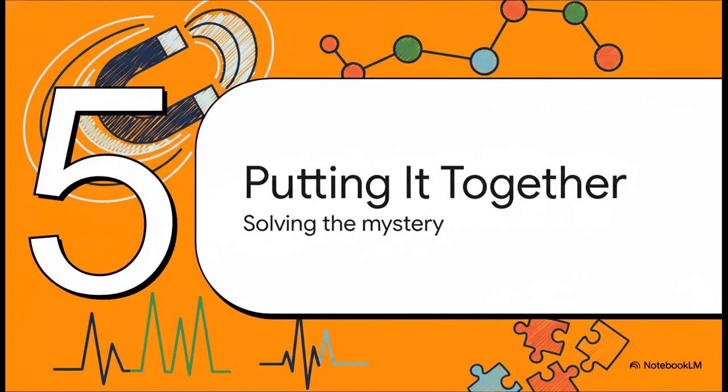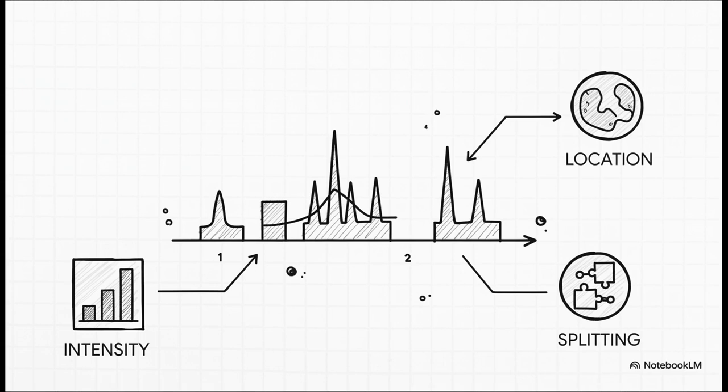Okay, we've got our 3 clues. Location tells us the neighborhood, intensity tells us the head count, and splitting tells us who's next to who. So now let's put it all together and solve the mystery of ethanol, using nothing but its spectrum. Let's lay out the evidence, detective style. Clue number 1, location. We've got 3 signals telling us we have 3 types of protons. Looks like one on a carbon chain, one right next to an oxygen, and one actually on an oxygen. Check. Clue number 2, intensity. The integrals give us a ratio of 2 to 3 to 1. Okay, so we have a group of 2 protons, a group of 3, and a single proton.